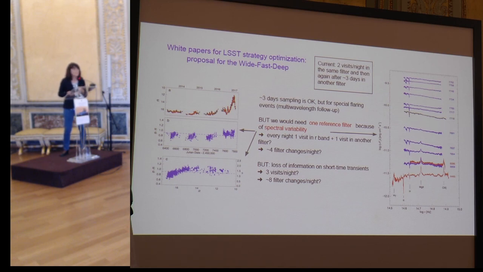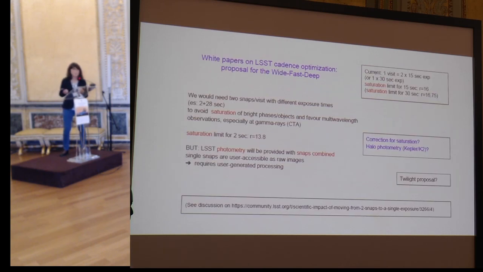But the problem is that we need a reference filter because our objects undergo spectral variability. So we really would like to follow them without introducing errors because of color changes. Another big problem is saturation, because now one visit is thought as 2 snaps of 15 seconds, but the saturation limit at 15 seconds is already 16, which is quite a lot. So we were thinking of proposing 2 snaps with different exposure times, for instance 2 plus 28.